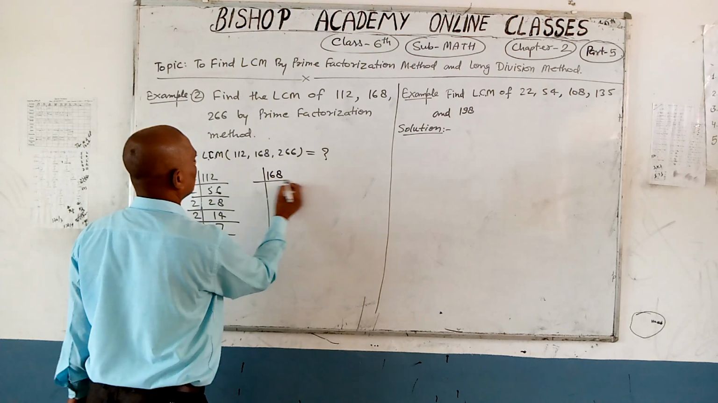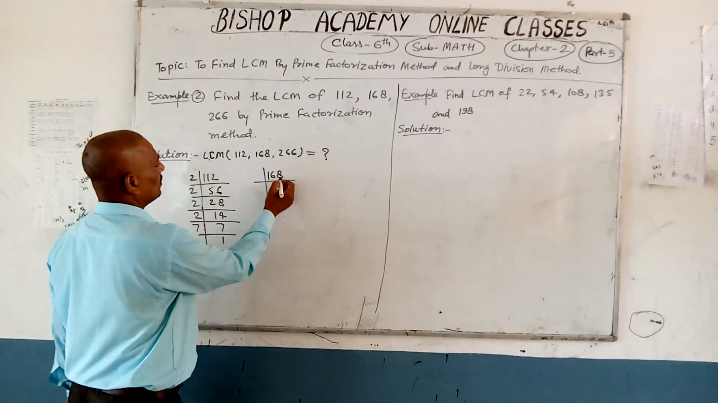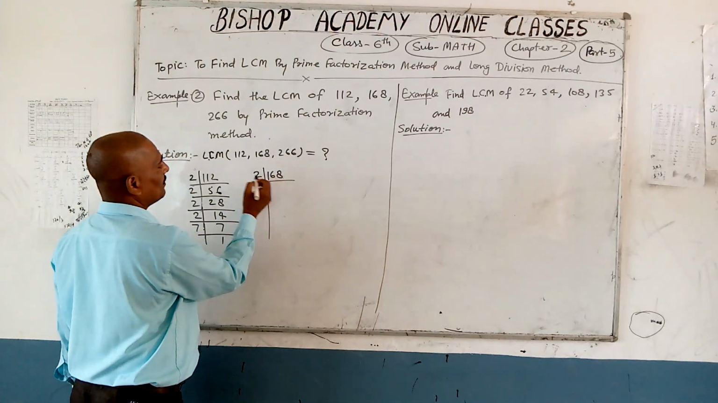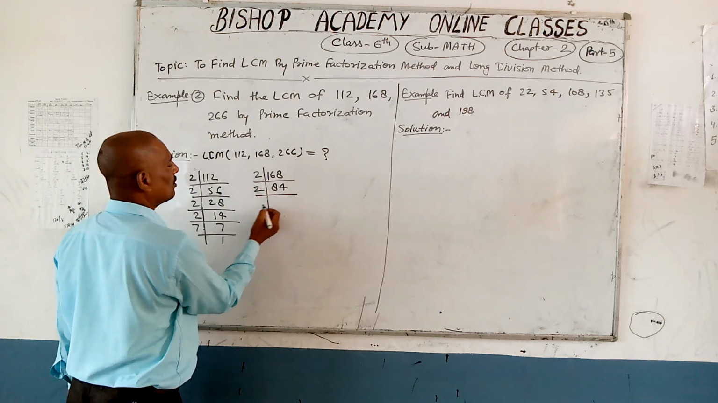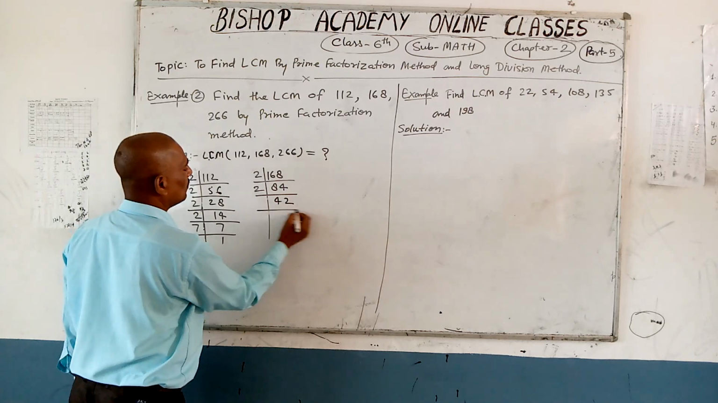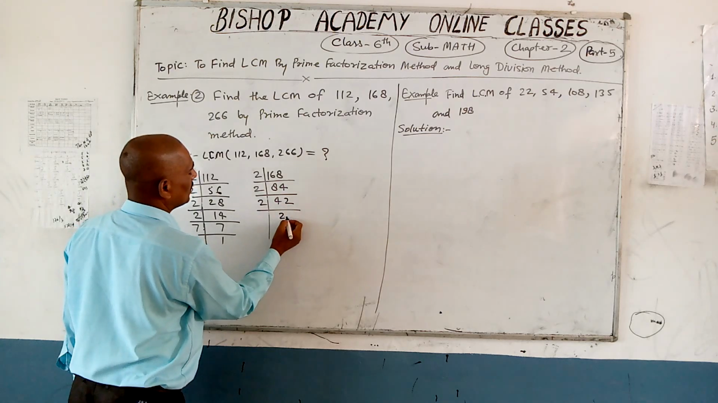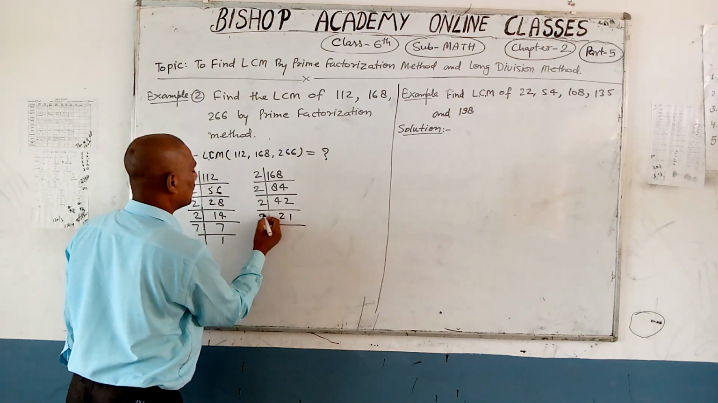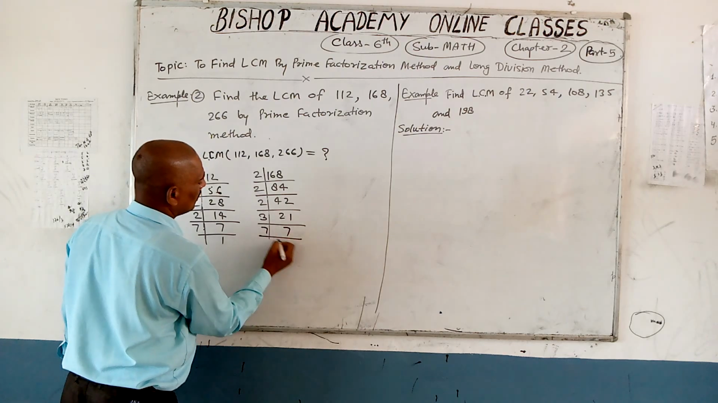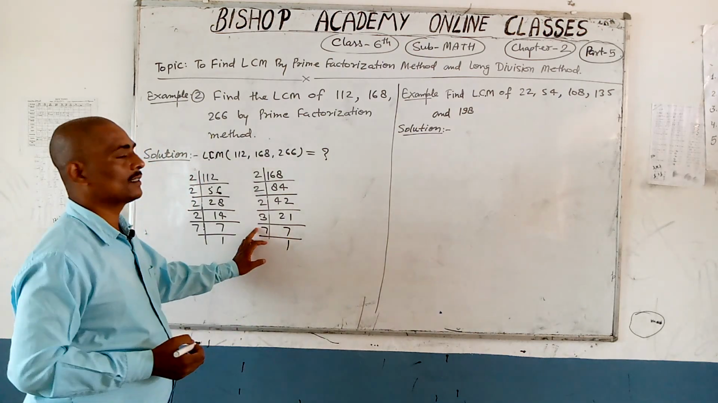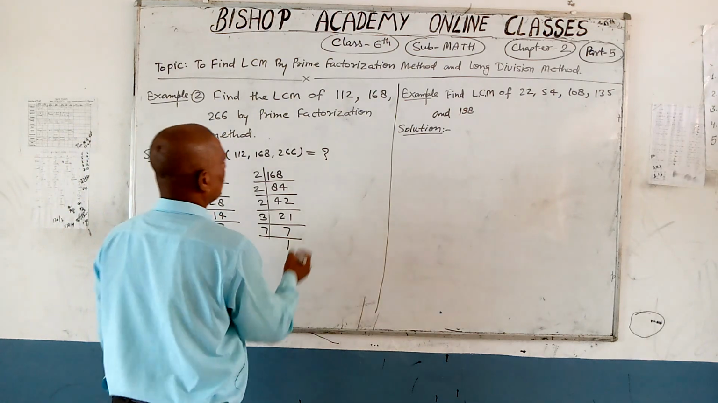168 now. To find the prime factorization of this number, you can divide this by the smallest prime number 2. 2 8 are 16, 2 4 are 8. Again this is divisible by 2, 2 4 are 8, 2 2 are 4. Again by 2 you get here 21. Again this is divisible by 3, now you get 7. And 7 is divisible by 7, you get 1.